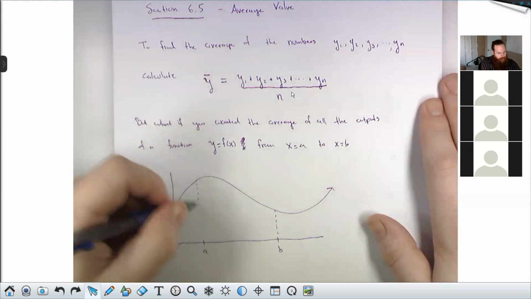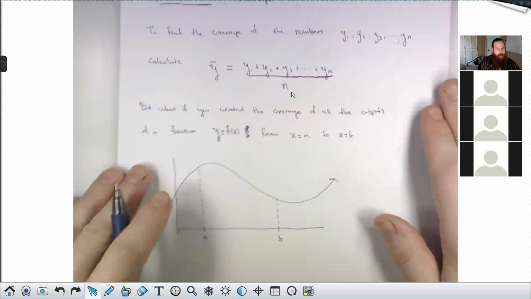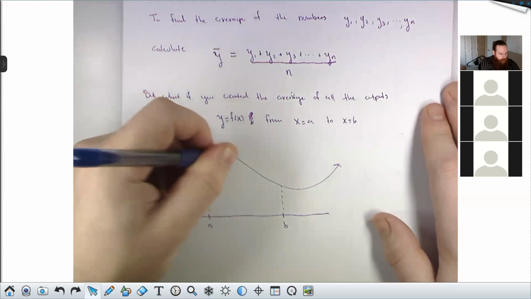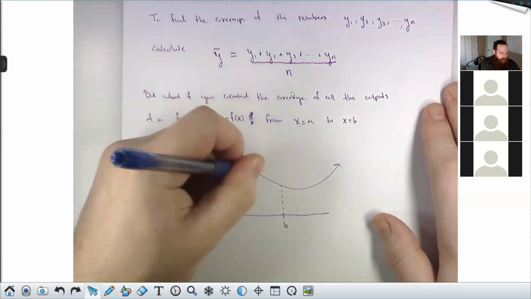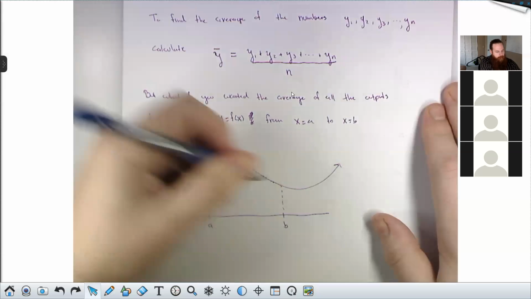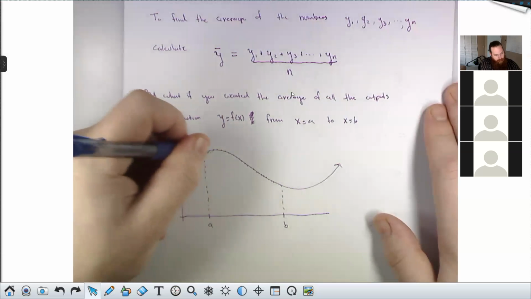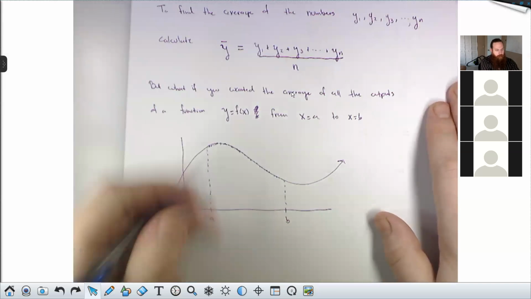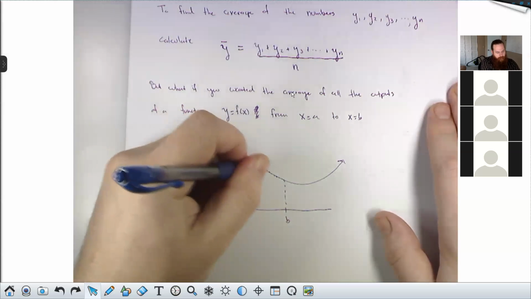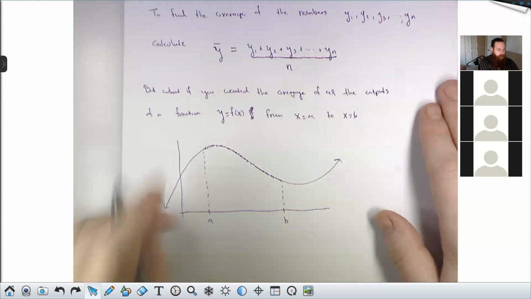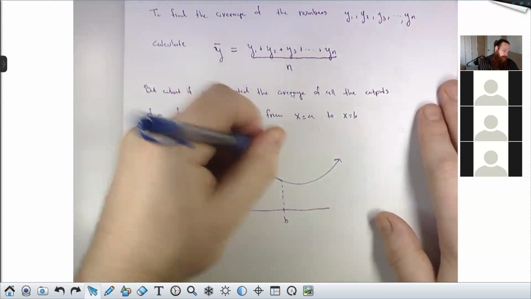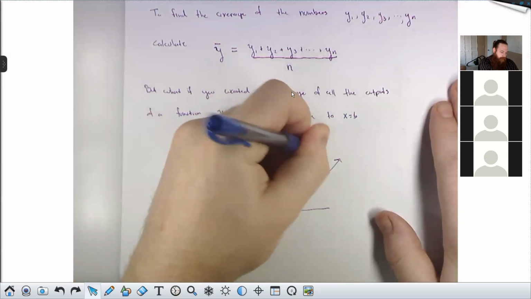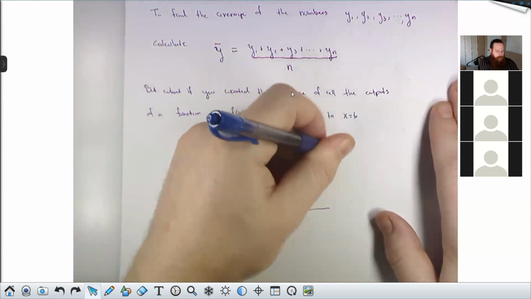So rather than having a finite list of y values that I can add up and then divide by the number of them, I want to know if I take every single y value on this graph between a and b, how do I find the average of all those? And there's definitely infinitely many of them. There's one for every number x between a and b here, because the graph is continuous. There's too many. It's infinitely many. In fact, it's a big infinity.